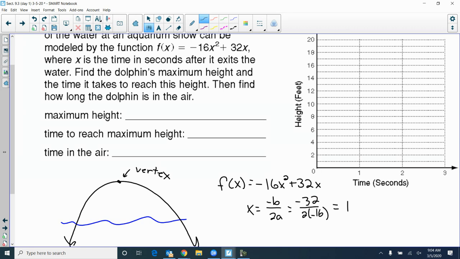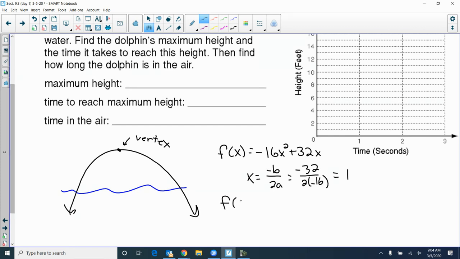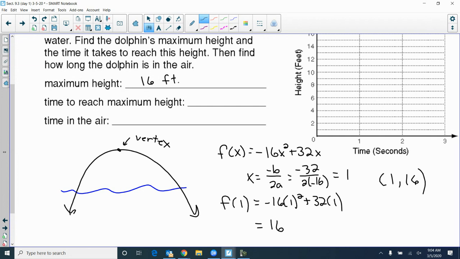You got to plug 1 into the equation. So f of 1 is negative 16 times 1 squared plus 32 times 1. What's that end up equaling? 16. So my vertex is 1 comma 16. That's right there. What's your maximum height? 16. Maximum height is 16 feet. How long does it take to reach that maximum height? Any idea? John? 1 second.